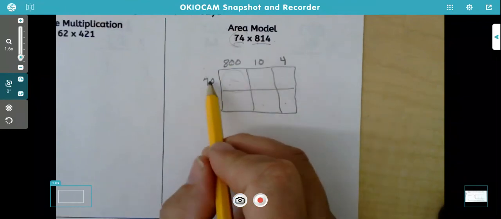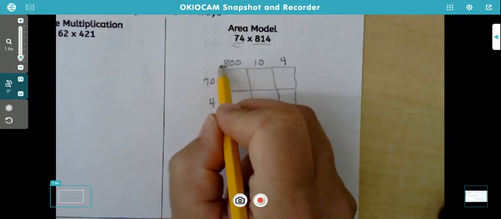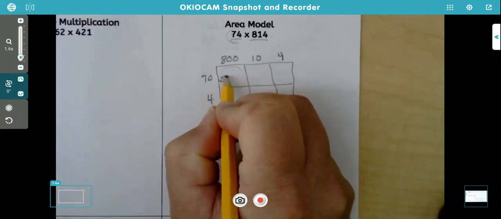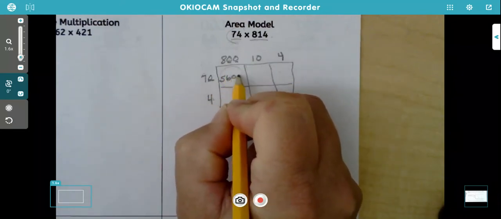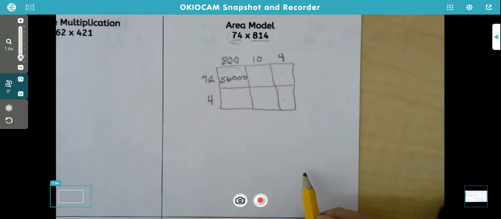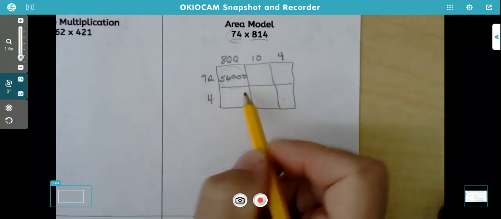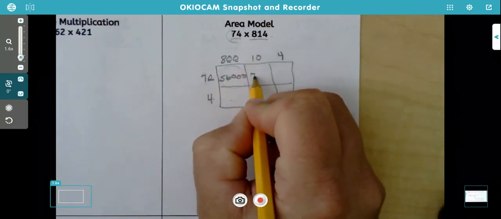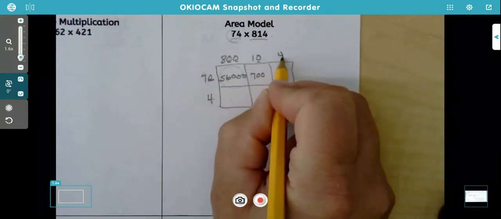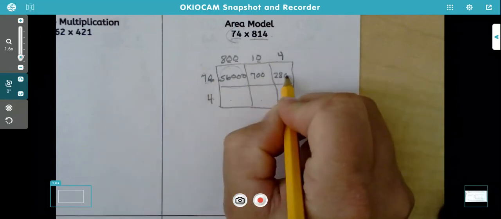So here, I'm going to multiply 70 times 800. The nice thing is, just do 7 times 8, 56. Then I have 1, 2, 3 zeros, so followed by 3 zeros. Then you can go to whichever way you want to go. I'm going to stick with the 70, and then I'll do the 4. 70 times 10, well, 7 times 1, 7, followed by 1, 2 zeros. 70 times 4, well, 7 times 4 is 28, followed by 1 0.